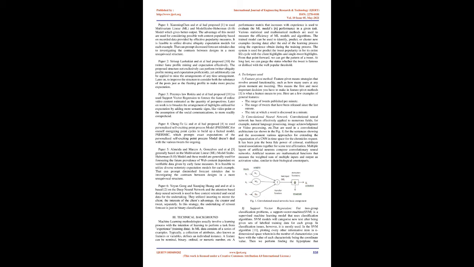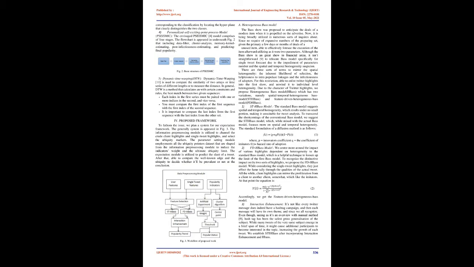3 Technical background. Machine learning methodologies usually involve a learning process with the intention of learning to perform a task from experience, training data. In ML, data consists of a series of examples. Typically, a collection of attributes, also known as features or variables, defines an individual instance. A feature can be nominal, binary, ordinal, or numeric, etc. A performance measure that increases with experience is used to evaluate the ML model's performance in a given task. Various statistical and mathematical methods are used to measure the efficiency of ML models and algorithms. The trained model can be used to identify, predict, or cluster new examples, testing data, after the end of the learning process using the experience obtained during the training process.